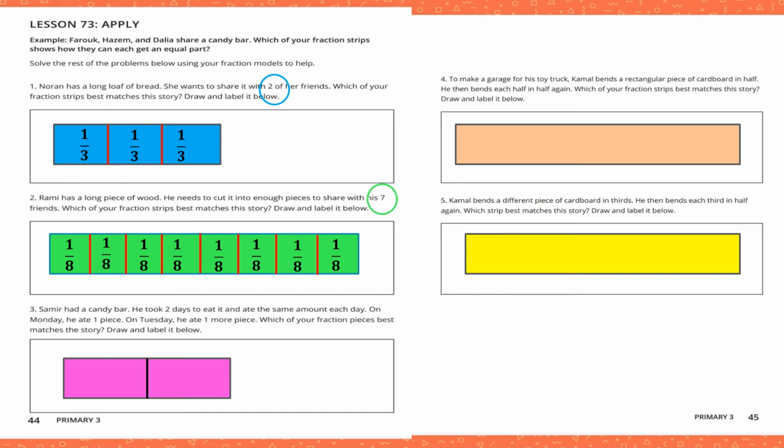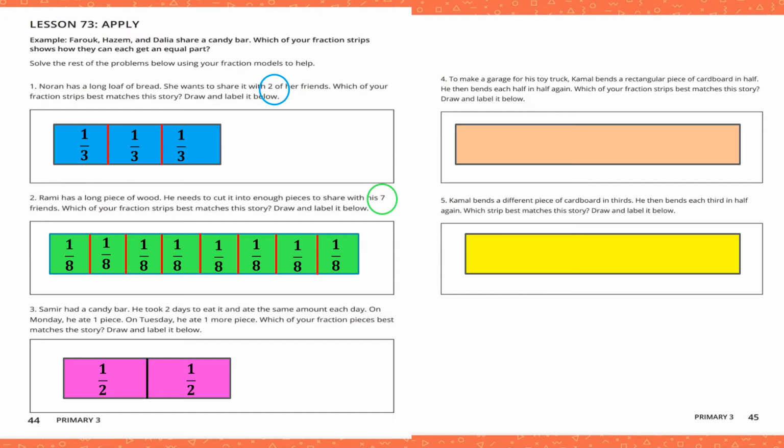We divided it into 2 pieces. Each day he will eat 1/2, 1 out of 2, because there are 2 parts and he will eat only 1 part. So 1/2.